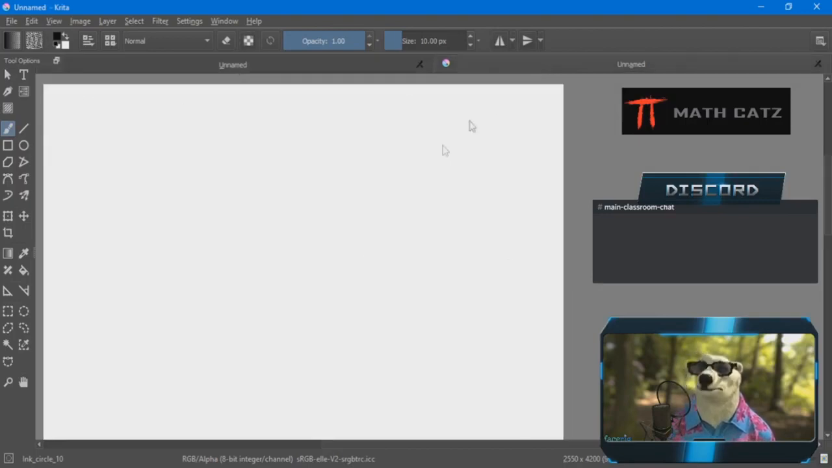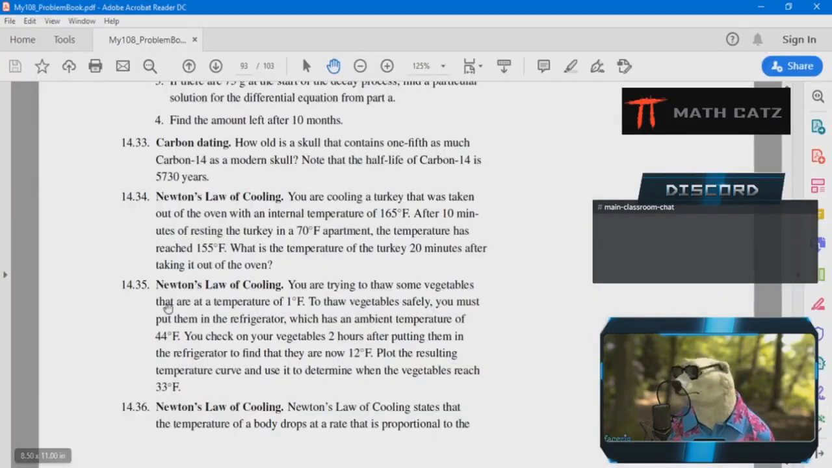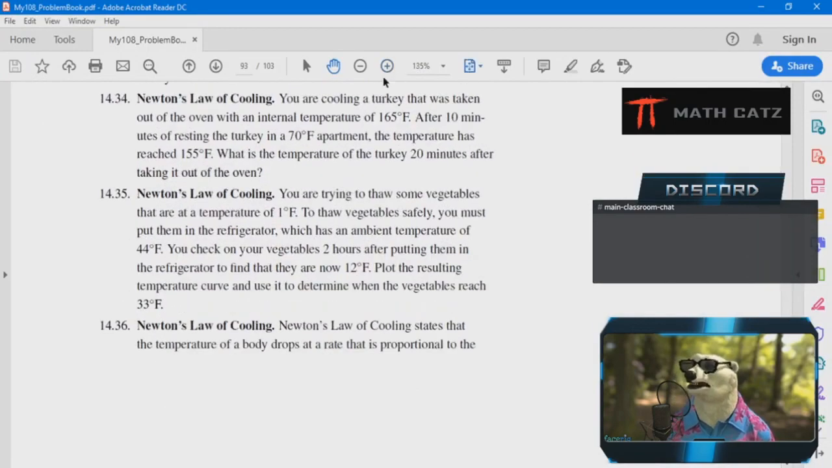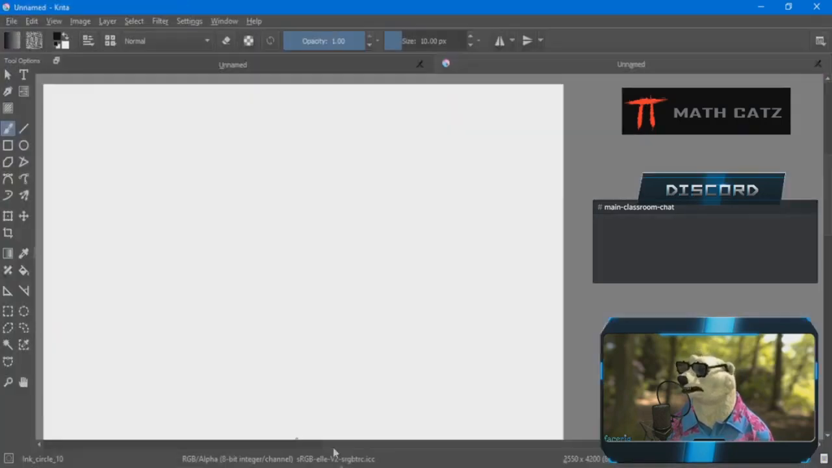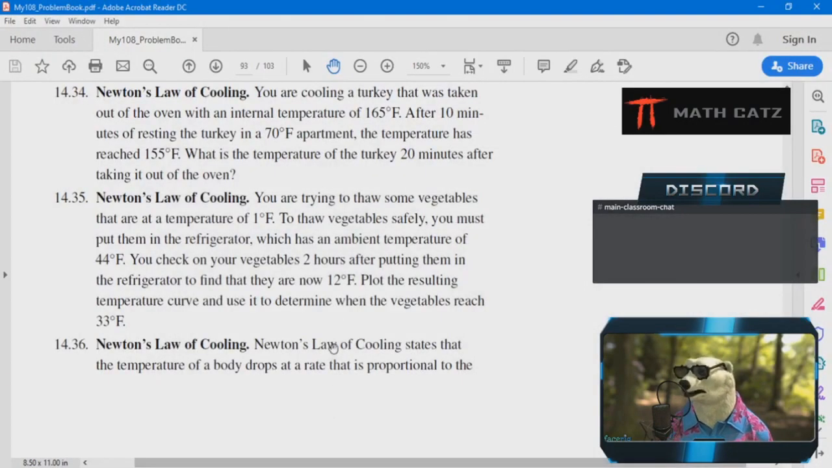All right. So let's have a look at number 34 here. Let's do it over there. 1434. You are cooling a turkey that was taken out of the oven with an internal temperature of 165 degrees. After 10 minutes of resting the turkey in a 70-degree apartment, the temperature has reached 155. What's the temperature of the turkey 20 minutes after taking it out of the oven?